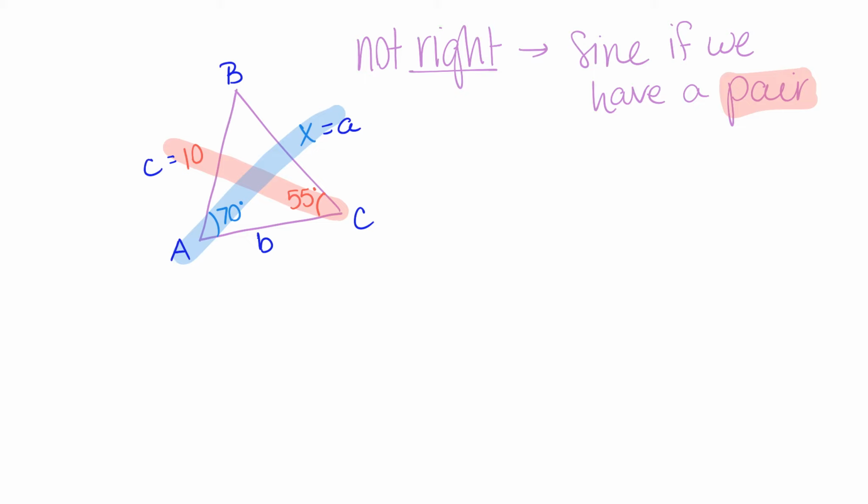Okay, so sine law looks like this. It's a over sine A equals b over sine B equals c over sine C. And there's three ratios here, 1, 2, 3. And you're going to need information about at least two of them in order to make sine law work. So in this case, we've got C and we've got A. We don't know anything about B, and that's just fine. We're going to ignore that, so I'm just going to remove it. So what I'm left with is a over sine A equals c over sine C.